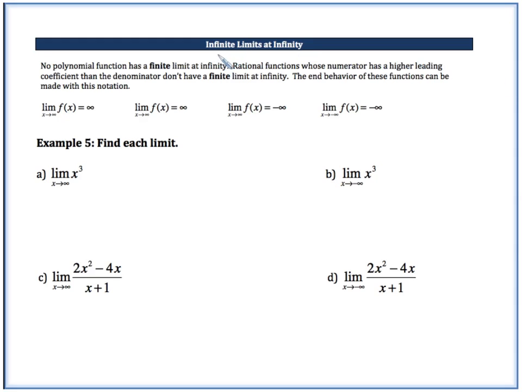Next, we want to talk about infinite limits at infinity. And it says no polynomial function has a finite limit at infinity. Rational functions whose numerator has a higher leading coefficient than the denominator don't have a finite limit at infinity either. That's the big on top. So the end behavior of these functions can be made with this notation. We can either say that it approaches infinity or negative infinity.